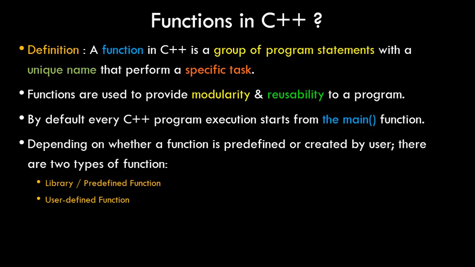By default, every C++ program execution starts from the main function. This is something that you already know because we've been programming a lot of different programs in C++. Depending on whether a function is predefined or created by user, that is us, there are two types: library/predefined functions and user defined functions. So that is very obvious. This was a little bit about the theory of functions. So what exactly happens in the practical scenario when the program contains a function and how does it execute? Let's try to visualize it in an example.